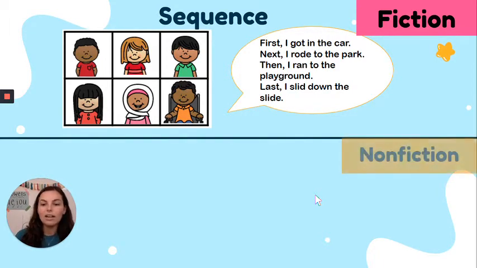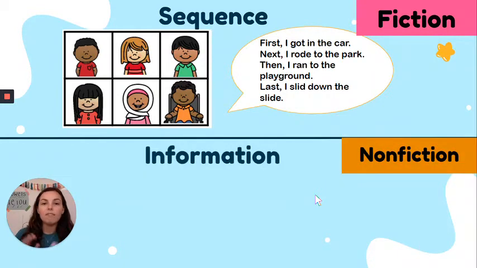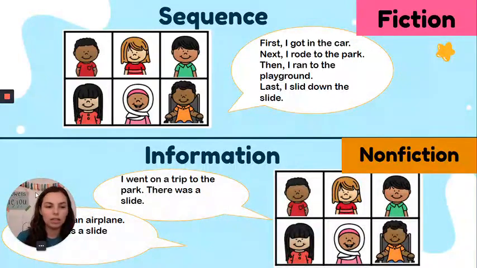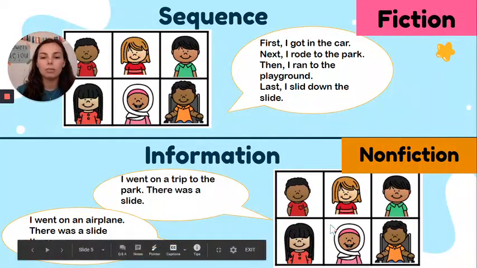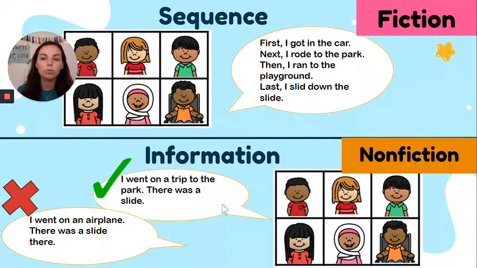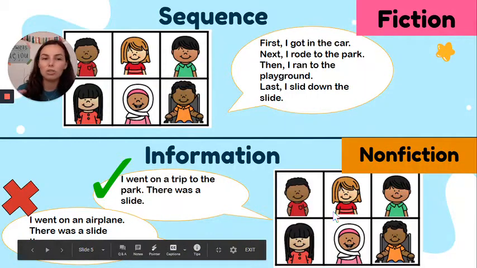In our nonfiction books, the information is what's most important. For example, if the little girl that we've been talking about said, I went on a trip to the park, there was a slide, she's giving us true, real information. But if she said, I went on an airplane, there was a slide there, that's not really true. She's kind of changing her information, and that's not correct.